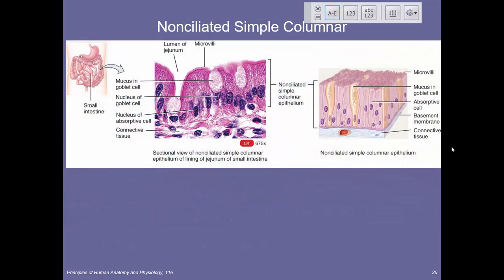All right, okay, this is where it gets a little tricky. So I hate these diagrams. I'm going to tell you right out, don't use these diagrams, because this diagram looks just like the next one, and they're different. They're supposed to represent something different. I don't like them. So use them if you want, but be really careful. Again, we're looking at the small intestine here. This is non-ciliated simple columnar.